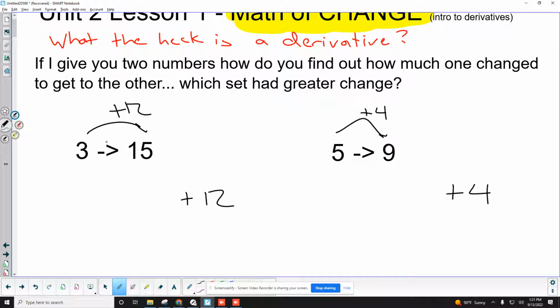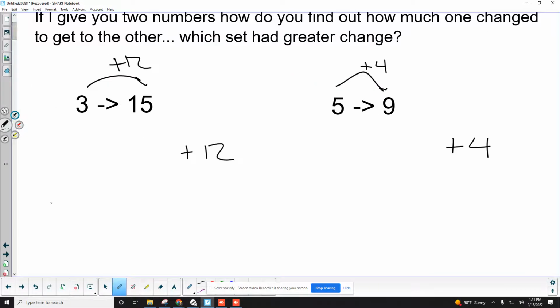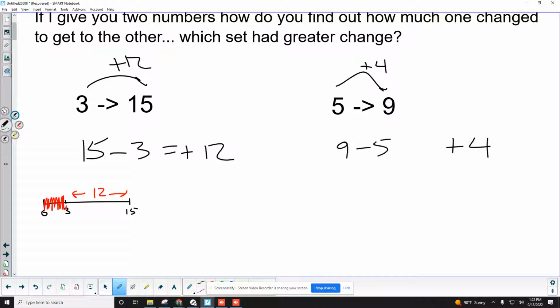Now, I kind of just figured this out by 3 plus 12 is 15, 5 plus 4 is 9, that's fine. But we know that we actually can subtract these two numbers. And that's actually how we find change between any two numbers. Think about distances on a number line. If I have a distance of 15 and a distance of 3, if I subtract the distance of 3, what's left is the distance of 12. So a lot of you are familiar with subtracting numbers to see the change.